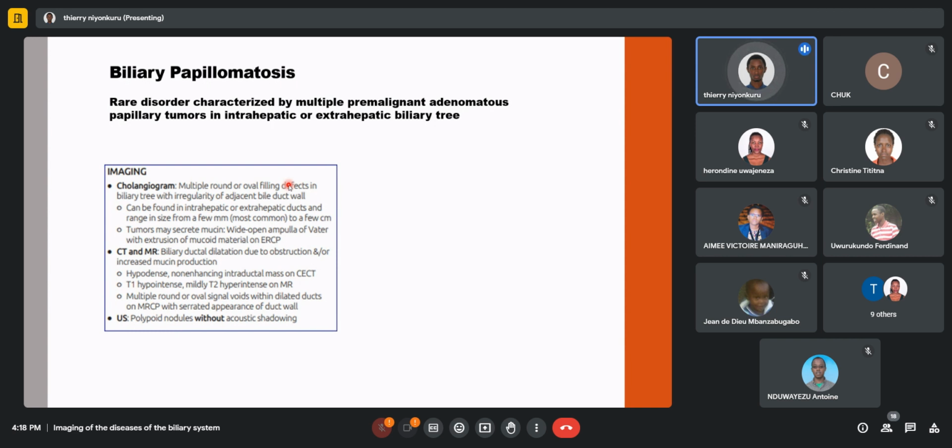They appear hypodense and non-enhancing on contrasted CT, while on MRI they appear T1 hypointense and mildly T2 hypointense. In ultrasound, we see polypoid nodules without acoustic shadowing.